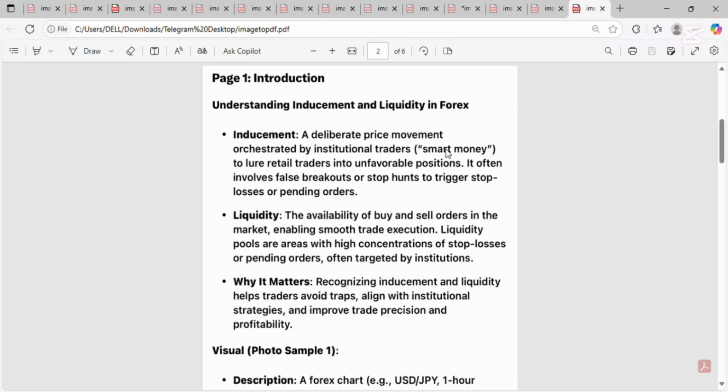So why does it matter? If you recognize inducement and liquidity, it will help you to avoid traps. It will help you to align with institutional strategies, that is, the big traders. It will also improve trade precision and profitability. So get this right.